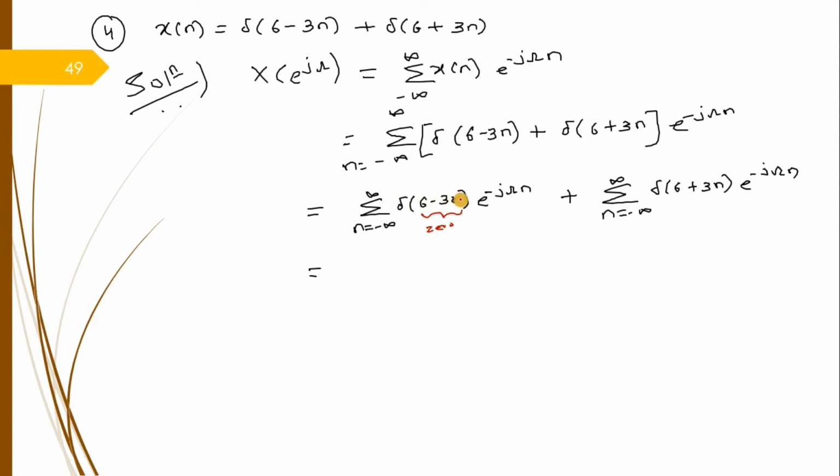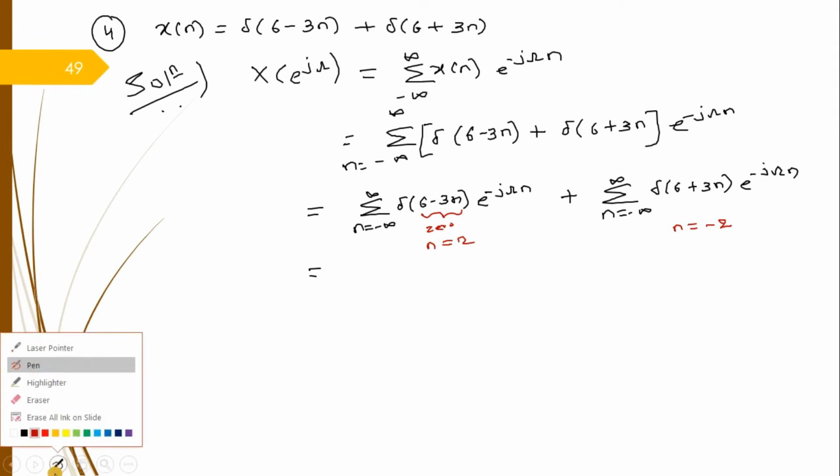So we need to decide when this quantity goes to 0. Substitute an n value such that this quantity goes to 0. What value of n do we have to put here in order to make this quantity 0? If this quantity goes to 0, delta of 0 will give me 1. The same value of n I'll be putting here, and that gives me the final answer. So what is the value of n? You need to put n equal to 2 here. In the second term, it is the same thing, only the sign is reversed. So I change the sign and put that in the next step. Let's see what happens.